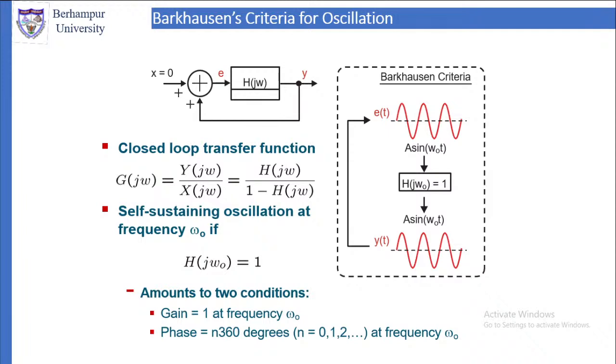This amounts to two conditions. Gain is equal to 1 at frequency omega 0, that is the condition 1, because H is equal to 1 means gain is equal to 1. Then phase is equal to n into 360 degrees, where n is equal to 0, 1, 2, etc. So at the frequency omega 0, these are the two conditions.